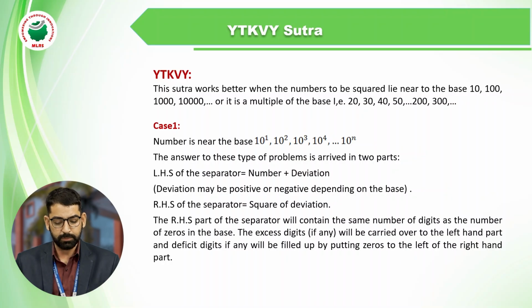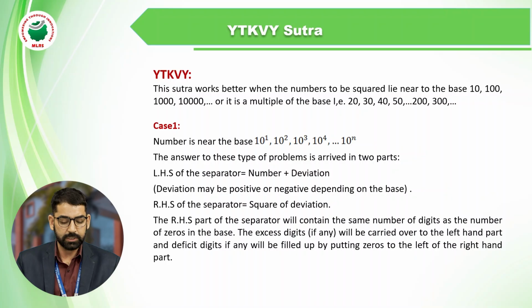The answer to these types of problems, for those numbers which lie close to the base 10 power n, is arrived at in two parts. LHS of the separator equals number plus deviation. I have already told you about the deviation, and deviation may be positive, greater than the base, or it may be lower than the base. So deviation may either be positive or negative. RHS of the separator is the square of the deviation. We will go through some examples to understand this case properly.